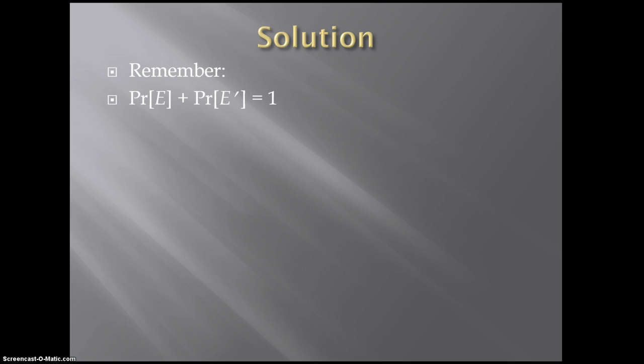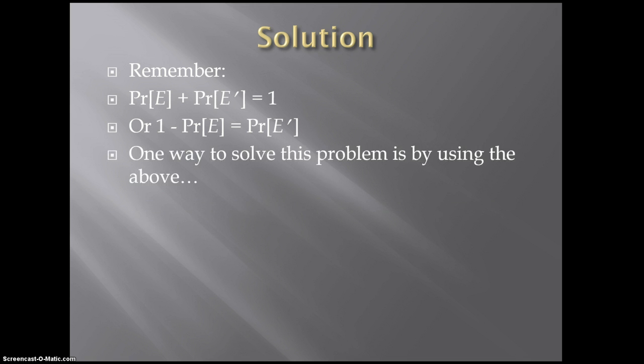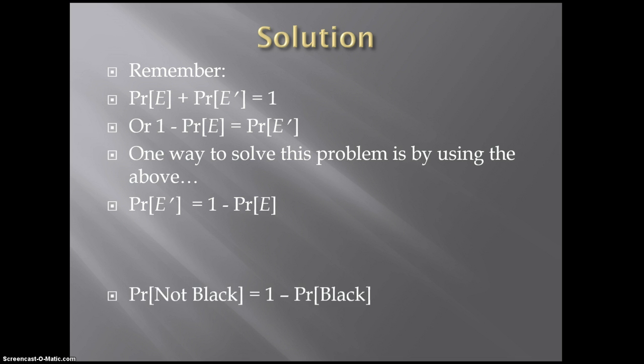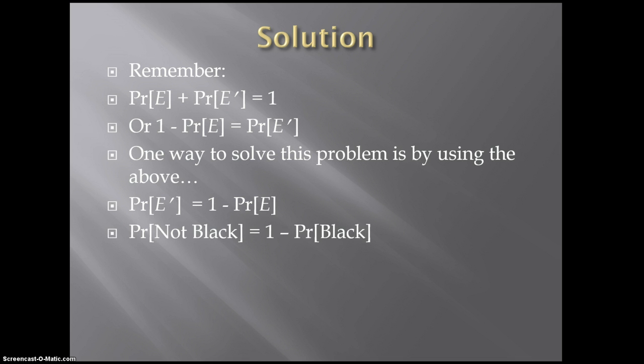Remember that the probability of an event plus the probability of the complement of that event has to equal 1. That's one of our axioms. Or if we wanted to, we could subtract the probability of the event over, so we would get 1 minus the probability of the event is equal to the probability of the event complement. And one way to solve this is by using this above. This is called using the complement of the idea we're using here. So the probability of not black is equal to 1 minus the probability of black.